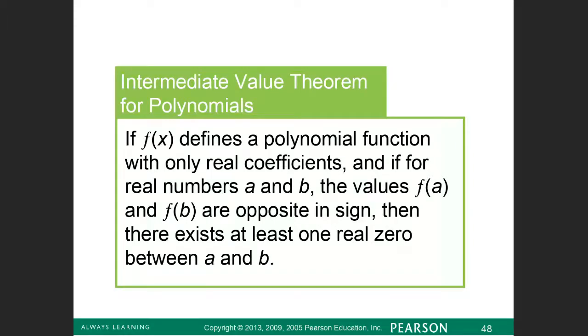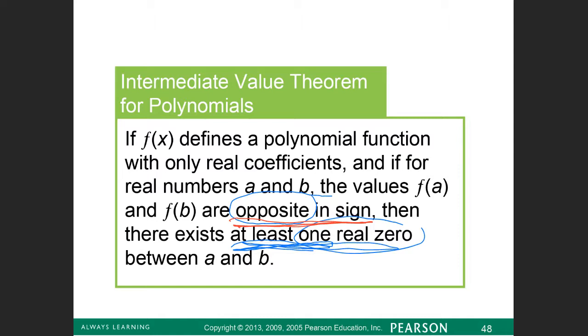Okay, so there is a note here, at least one real zero. I would say one real zero only. And there's an important key word here, it's opposite in sign. Again, it's opposite in sign. So that's the rule here. So if they're opposite in sign, there is one real zero between a and b.